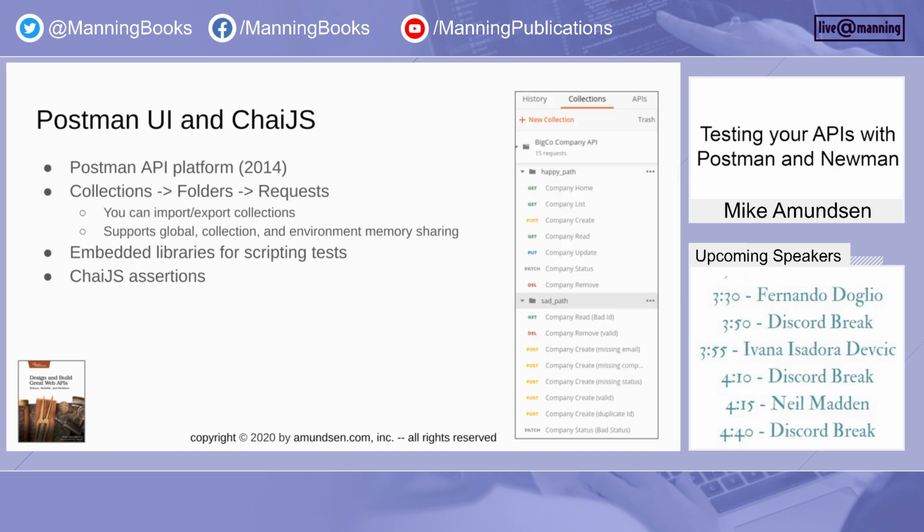Now, the way the tool is built up is it really has this pattern of collections, folders, and requests. Requests are the actual URL and method and arguments that you're going to pass back and forth. Folders are a collection of those requests, and collections are a bunch of folders. So you actually can build up this hierarchy. I usually arrange all my happy path and all my sad path in different folders, and I keep my APIs, like my company API, my person API, my routing API, so on and so forth, in a collection.